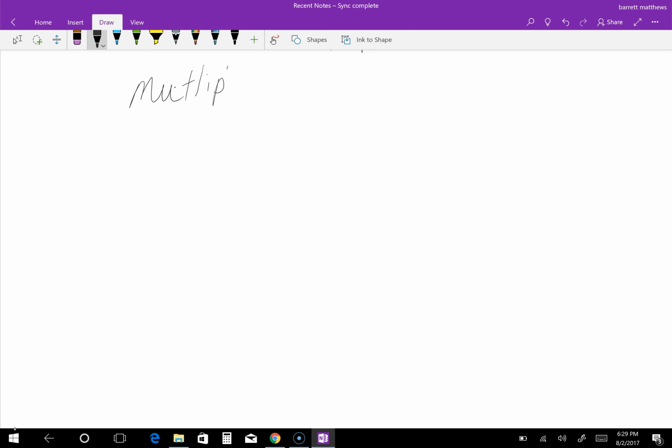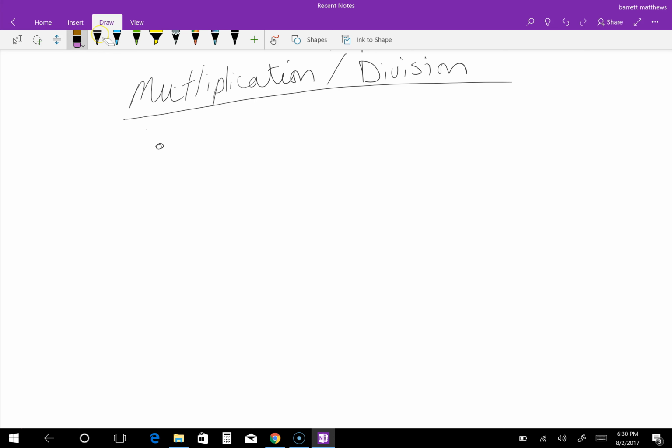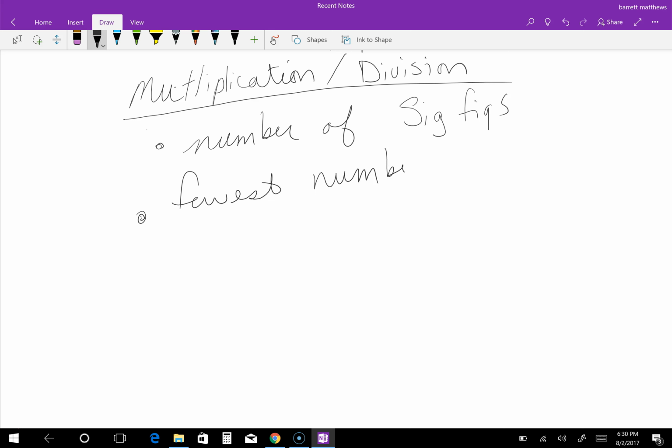Now let's move on to multiplication and division problems. We must remember that these are 2 different operations, and so we'll use 2 different rules for them. First of all, I need to know the number of significant figures in each of the numbers I am working with. The number that has the fewest number of significant figures will represent the number of significant figures for my answer.